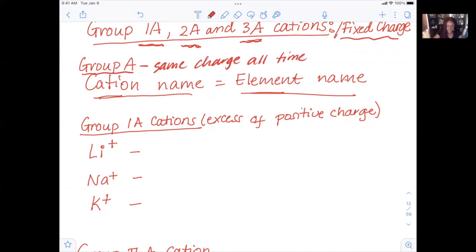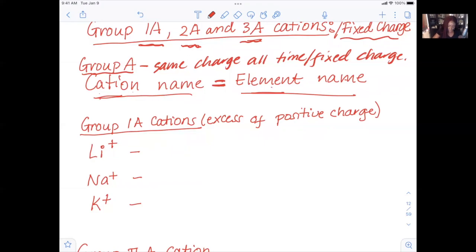And they're called fixed charges. Fixed because they're predictable, always known, right? Fixed charges, they don't change. When you're trying to name the cation, it essentially has the same name as the element. Sometimes they'll say ion to kind of distinguish the two, right? But the cation name is equal to the element name.